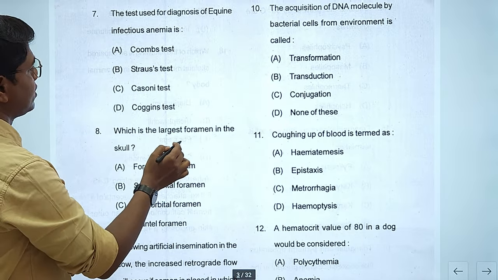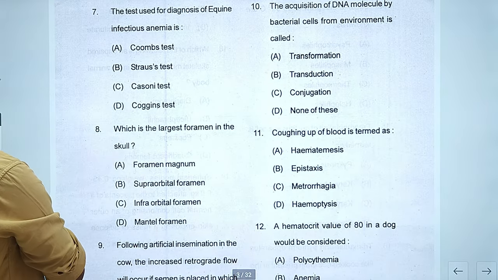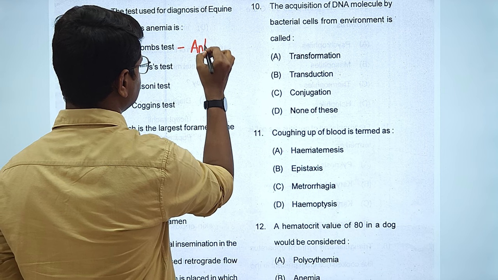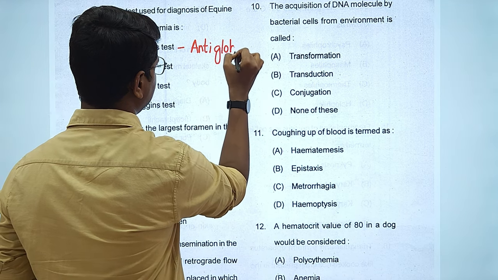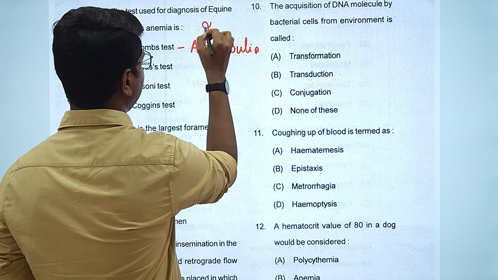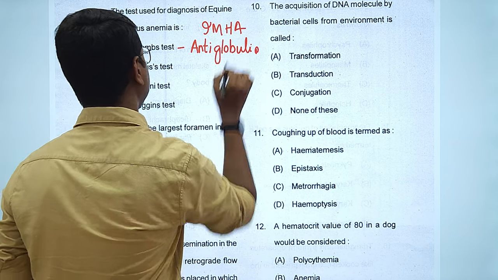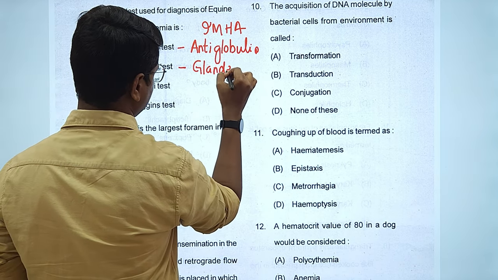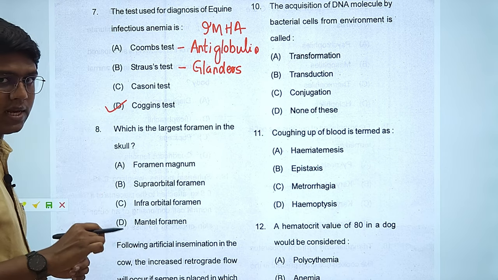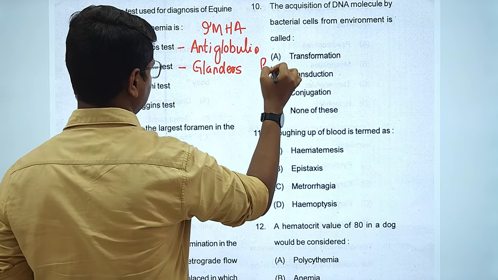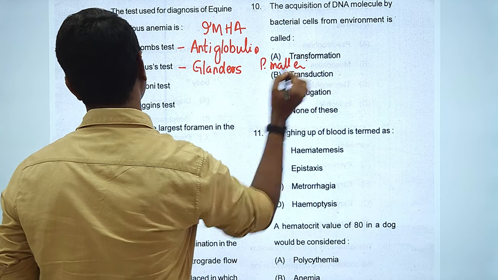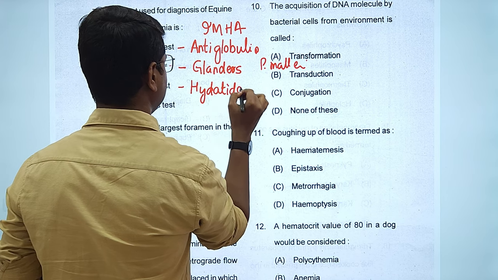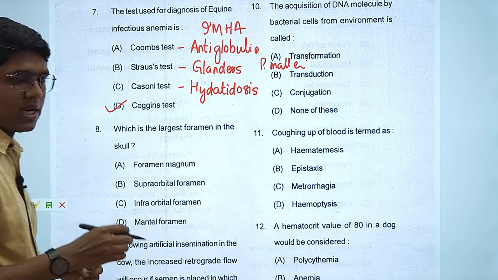The test used for diagnosis of equine infectious anemia, the answer is Coggins test. Coombs test is an anti-globulin test. It is used for immune mediated hemolytic anemia. Straus's test is used for glanders. The causative organism is Burkholderia mallei, earlier known as Pseudomonas mallei. Casoni's test is used for hydatidosis. It is caused by Echinococcus granulosus.